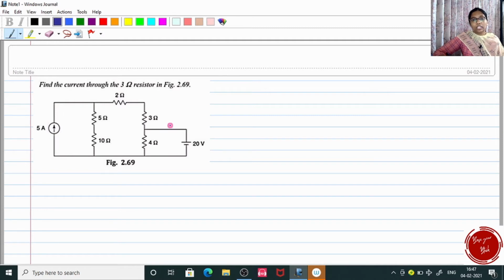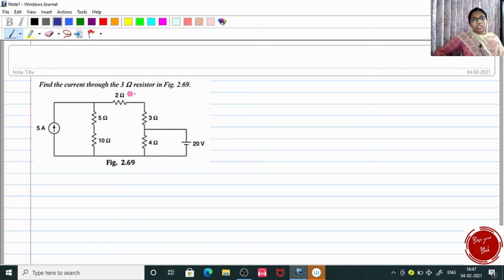One thing you may get confused is about the direction of the current, whether the current goes from up to down or down to up. Never bother that. Let us take any direction and according to that direction we will arrive at one answer.